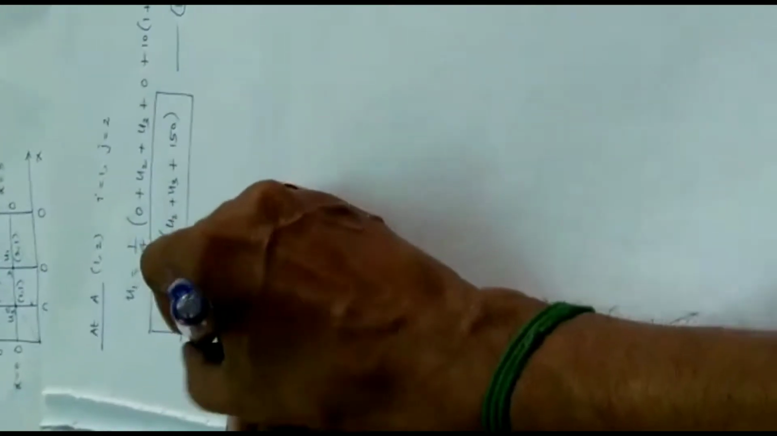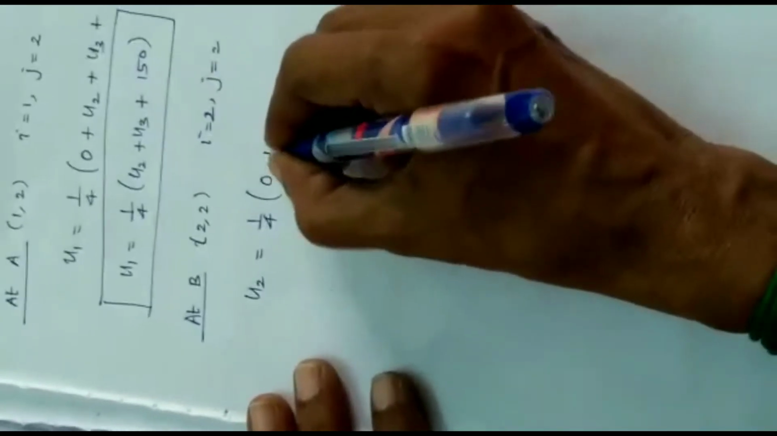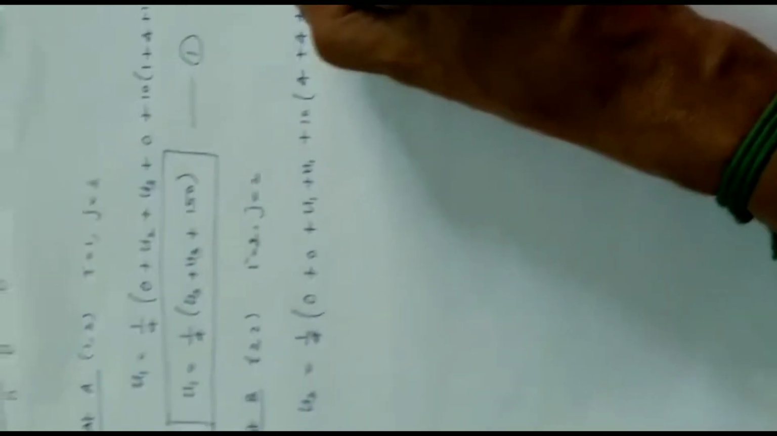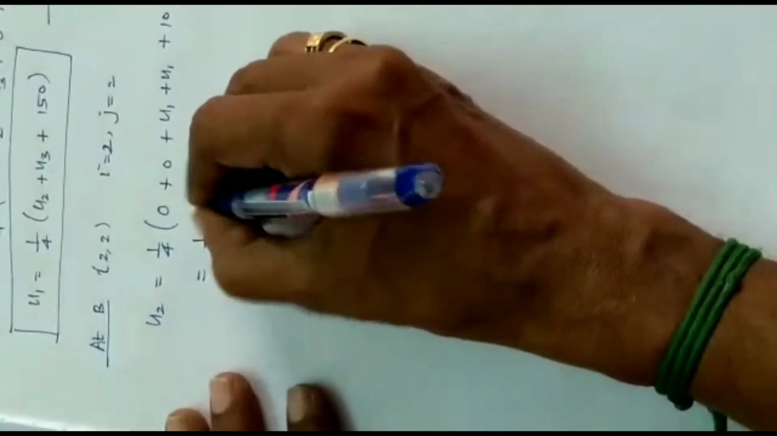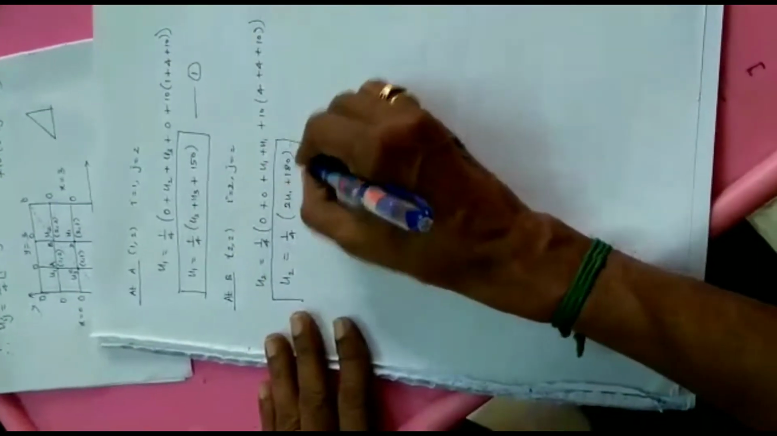Now similarly I am going to take the point B, with coordinates 2, 2, so i equal to 2, j equal to 2. We repeat the same procedure at point B. So u2 is 1/4 of the cross average: 0 plus 0 plus u1 plus u1, plus 10 times i square, 4 plus 4 plus 10. Therefore we rewrite this equation as 1/4 of 2 u1 plus 180. This is my second equation.